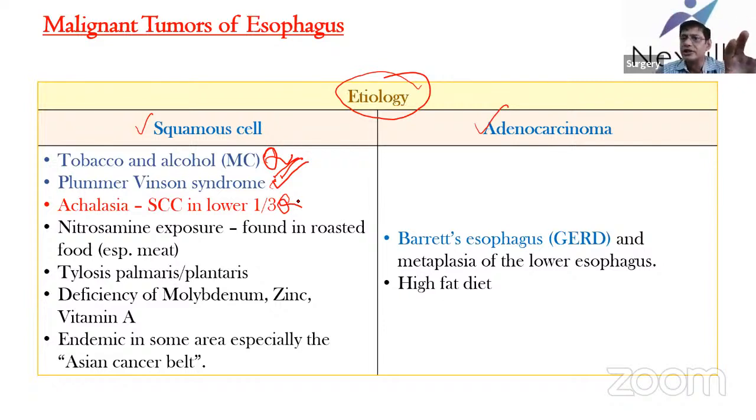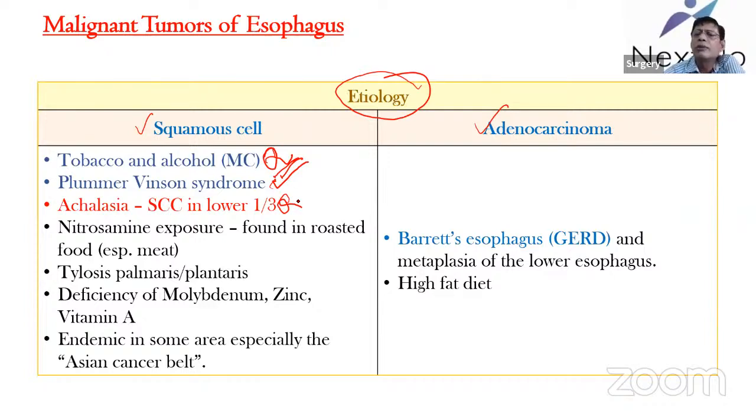A number of malignancies, the esophageal cancer, pancreatic cancer, they are endemic to that area. Maybe the reason being the food habits of alcohol and the roasted food, roasted meat especially. This may be a reason for it, but it is not known what actually is the cause of the high incidence of cancers in this area, Asian cancer belt.